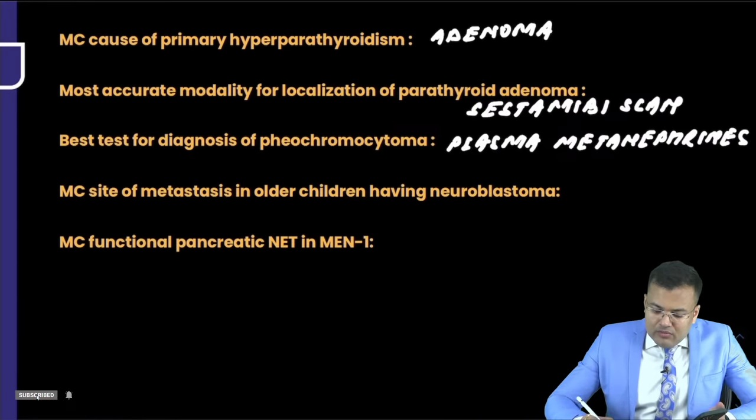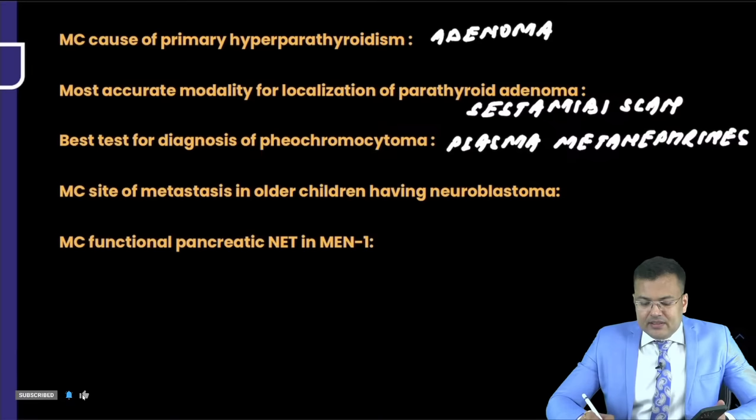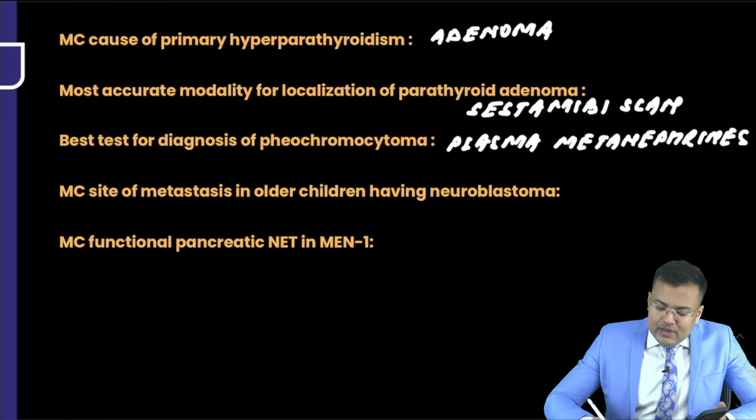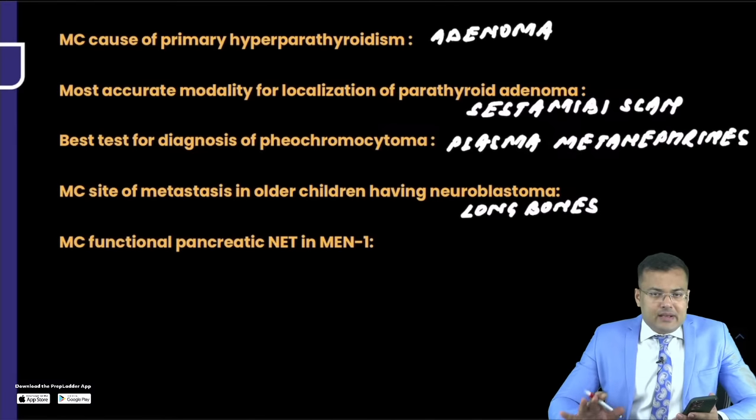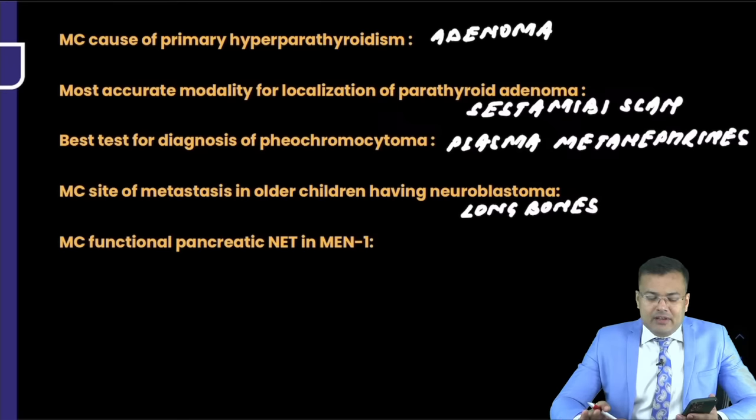So the most common site of metastasis in older children having neuroblastoma is long bones. Now you tell me guys, most common functional pancreatic neuroendocrine tumor in MEN 1. Multiple endocrine neoplasia 1, most common.